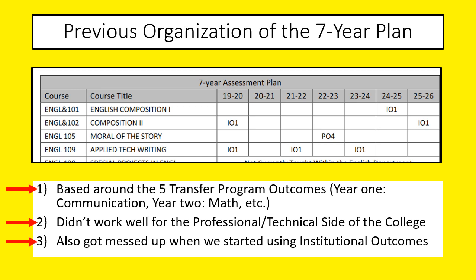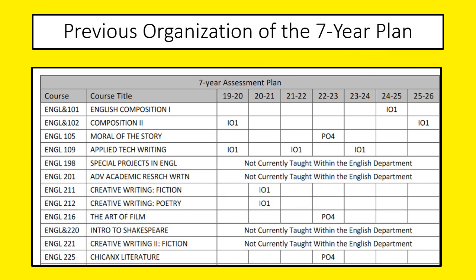It also got a little bit messed up when we started using institutional outcomes, so the IO 1, 2, and 3. Basically the way we were thinking about it is in 1920 we started with IO1, which is communication, and 2021 we did math, and then this year we're doing IO3. Well, after that we didn't really have any idea of what we were going to do, and so we had to switch it up a little bit. So this is sort of what the English 7-year assessment plan looked like.